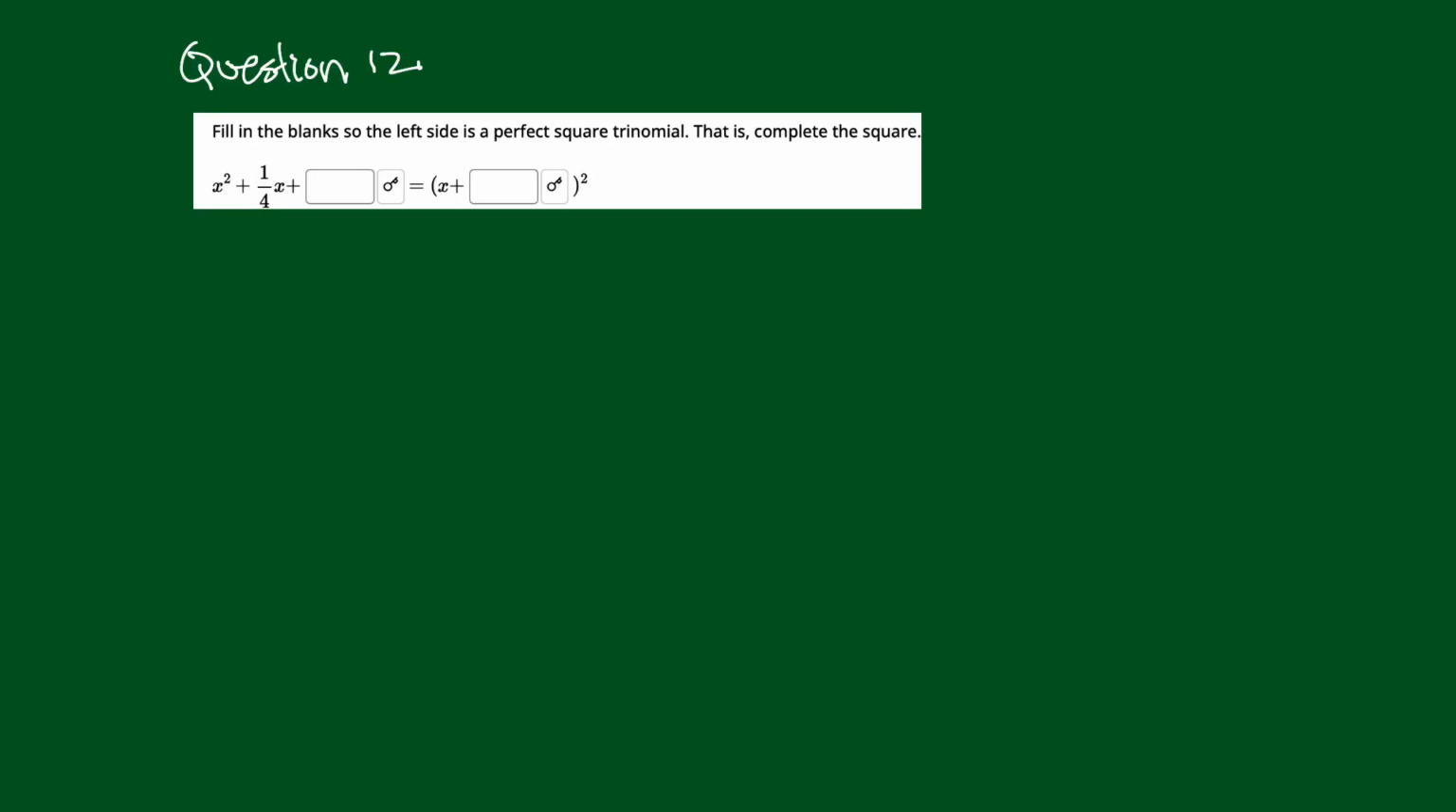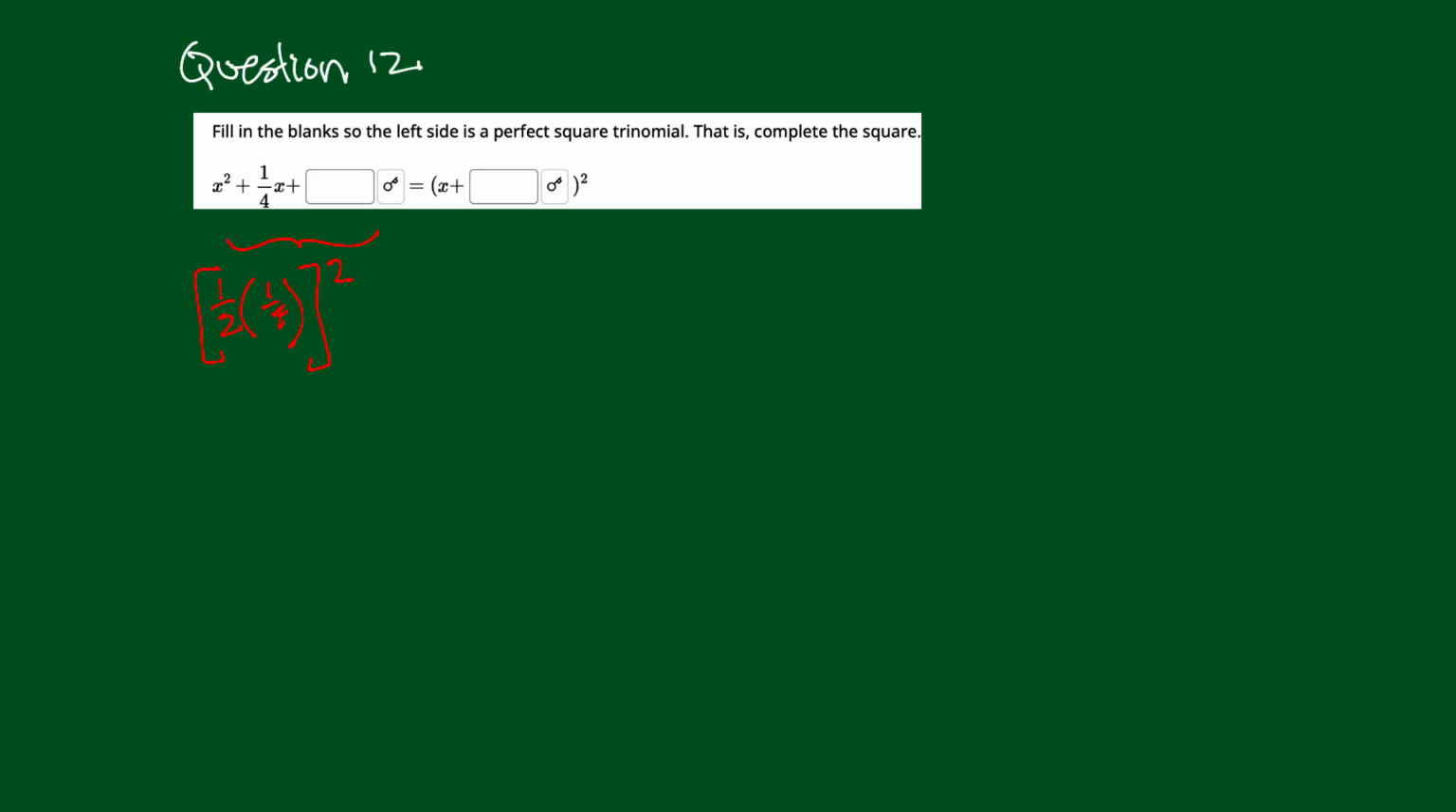Question 12 says to fill in the blanks, this one and this one, so that the left side is a perfect square trinomial. That is, complete the square. All right, so to complete the square, let's work with this one over here. What you're going to do is take half of this coefficient and then square it. So I'm going to take half of the 1/4, and then I'm going to square that.